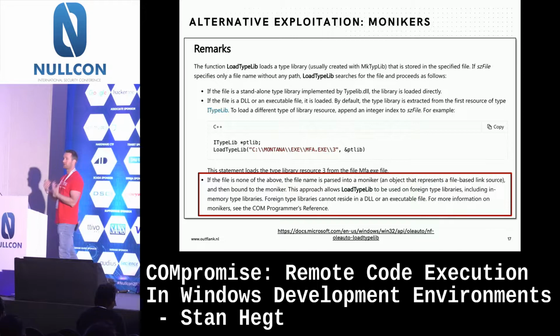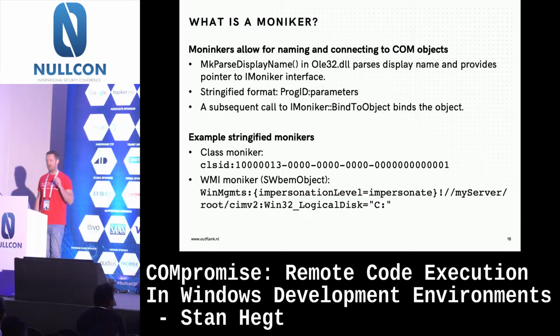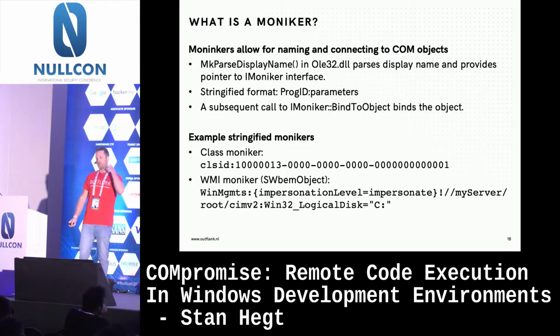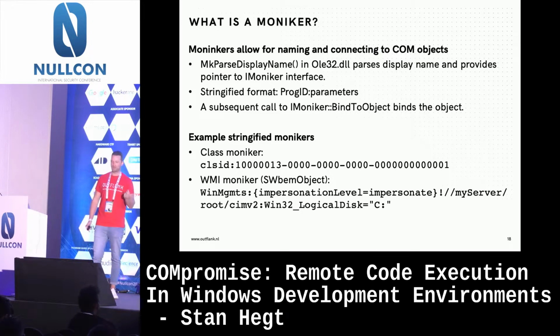And again, if you're not familiar with COM and you've never heard of the word moniker, you might be thinking like, what the hell is this? So let's dive into monikers. And monikers, you could see them as objects which use naming to identify and bind to other objects. I'll make it a bit more tangible when I get to the rest of the slide. But basically, there's this COM API function in ole32.dll, which is MkParseDisplayName. And you give it a display name, and then it provides a pointer to an IMoniker interface by which you can bind to an object later.